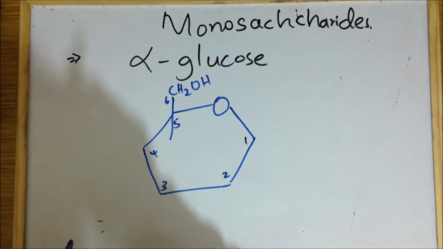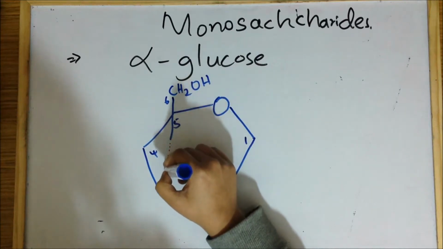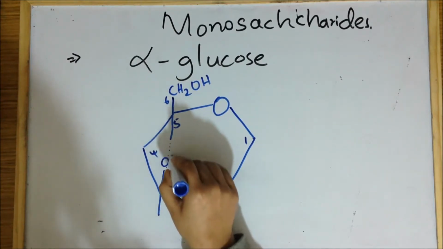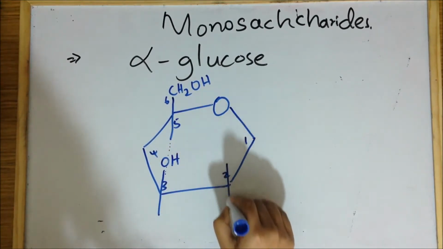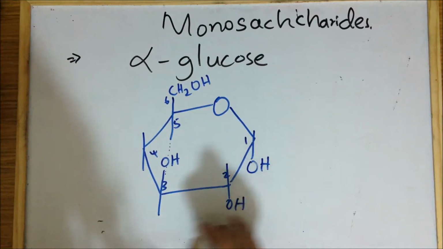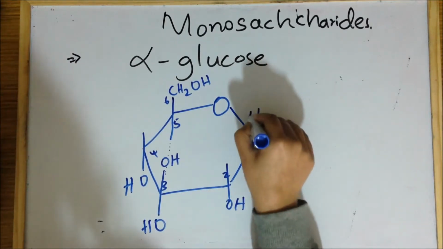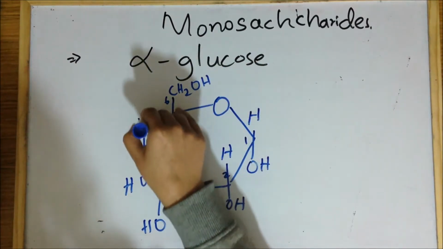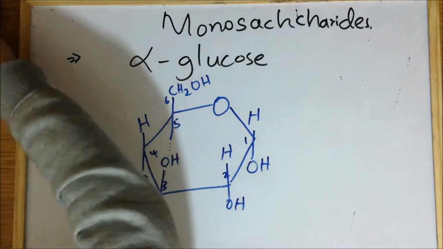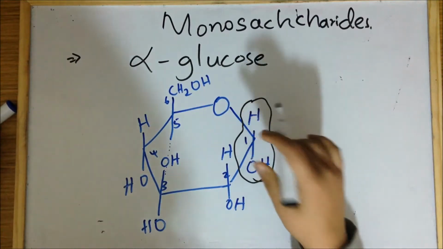Now let's see how we can draw the structure. Right opposite to the 5th carbon you have the 3rd carbon. In the 3rd carbon we have OH at the top, and in all the other carbons OH are at the bottom. Now I can complete the structure by filling in the hydrogens. In the 1st carbon, the OH is at the bottom and the H is at the top.